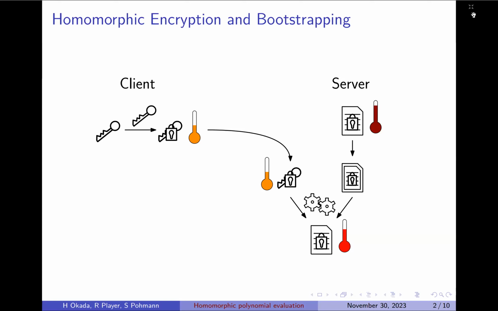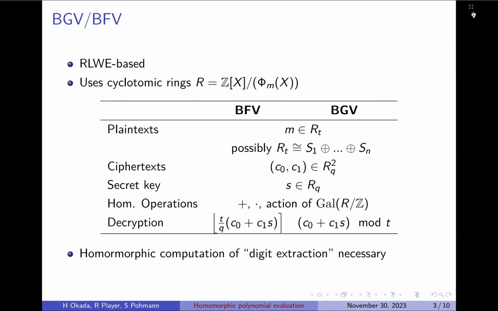We are interested in our work in bootstrapping for the BFV crypto scheme. It was also mentioned before, and it's one of the few commonly used FHE schemes. BFV and BGV are very similar, and I'm basically unifying them here. Both are based on Ring-LWE and work over a cyclotomic ring like this, Z[X] modulo a cyclotomic polynomial. Both BGV and BFV encrypt messages in R modulo T, where T is the plaintext modulus.